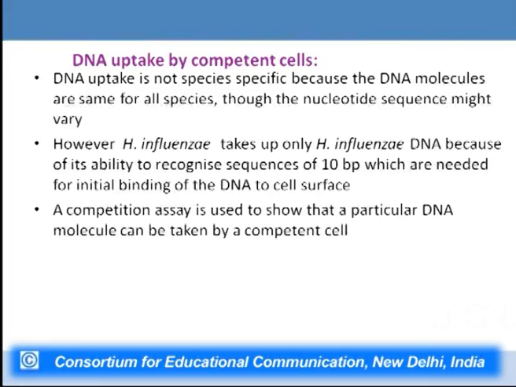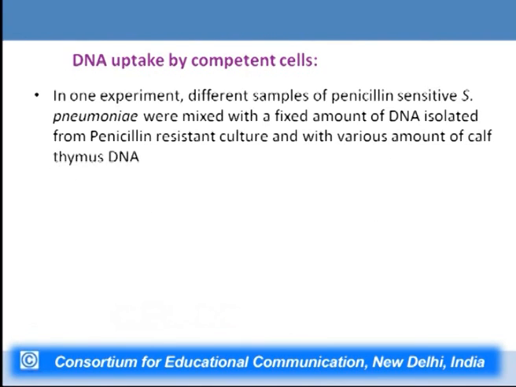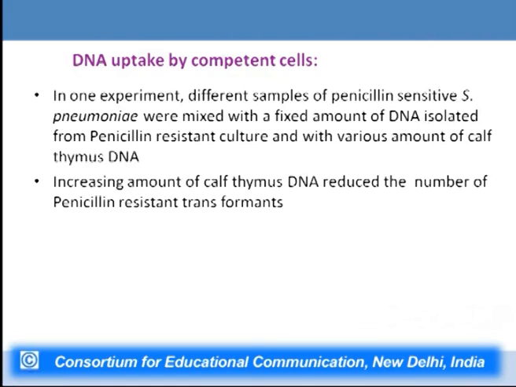Now, a competition assay is used to show that a particular DNA molecule can be taken up by a competent cell. What is this assay? In one experiment, different samples of penicillin sensitive S. pneumoniae were mixed with a fixed amount of DNA isolated from a penicillin resistant culture and with various amounts of calf thymus DNA. That means we have two types of DNA: calf thymus DNA and DNA isolated from S. pneumoniae, which is resistant to the penicillin antibiotic.